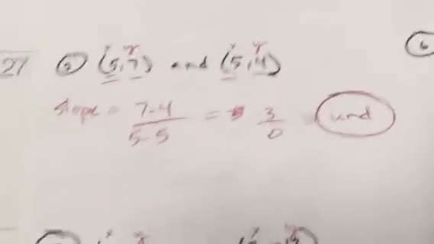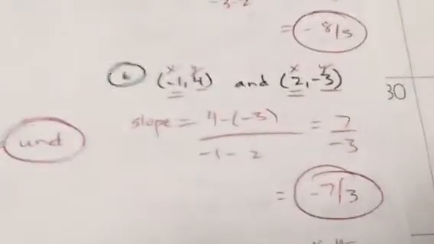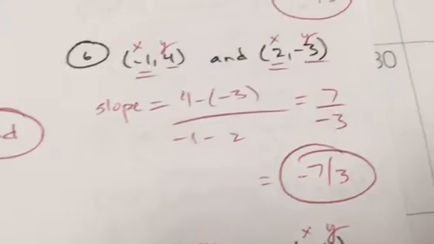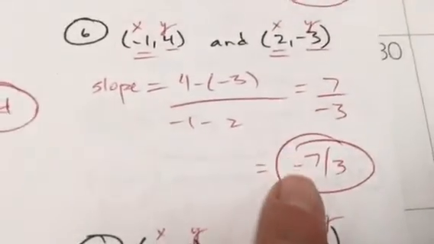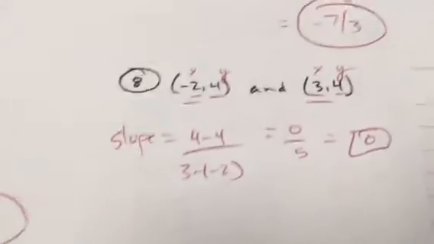Here's the answer for 5. When you divide by 0, that is undefined. If you get confused, type it in your calc. If you get an error, that is undefined, UND. All right, a negative in the denominator, just put it on the outside like that. Okay. And then 8 is actually 0.